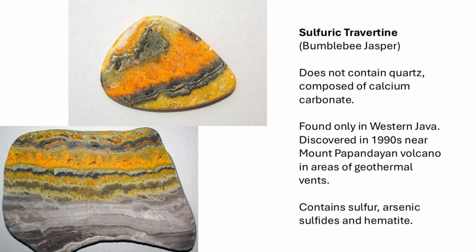The next one is known by rock hounds as bumblebee jasper, but this is a misnomer because jasper is quartz, and this particular type of rock has no quartz at all in it. The correct name for this is sulfuric travertine. So travertine is a calcium carbonate material that originated as limestone, and you have some additional minerals added to it. And this particular type of rock is only found in Western Java. And it was really recently discovered in the early 1990s.